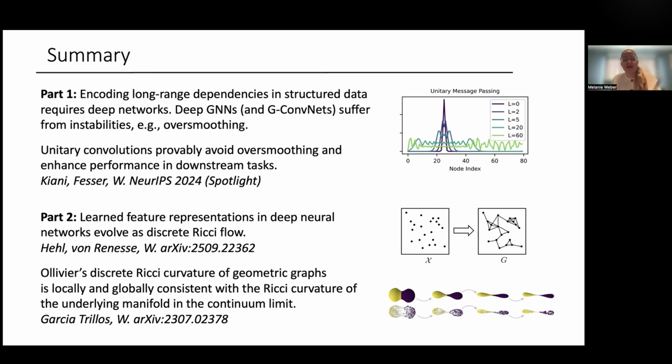And then in the second part of the talk, we discussed feature geometry through the lens of discrete geometry using discrete Ricci curvature and discrete Ricci flow. This paper is currently under review. It's on arXiv. And then I also made a quick excursion into continuum limits of discrete Ricci curvature. And this paper is also under review, and you can find it on the arXiv.